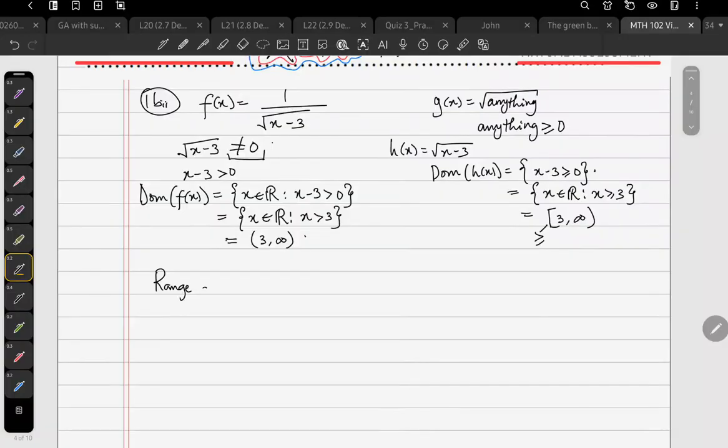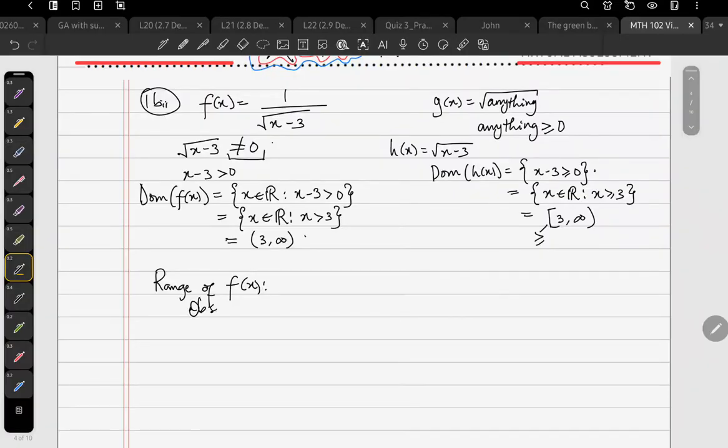What's the range of f of x? There are different ways to think about the range of f of x, but in this particular video, we're just going to analyze what the output can be. Since the square root function is basically a non-negative function, because we can get 0 and we can get positive numbers. So let's write that down. Range of f of x.